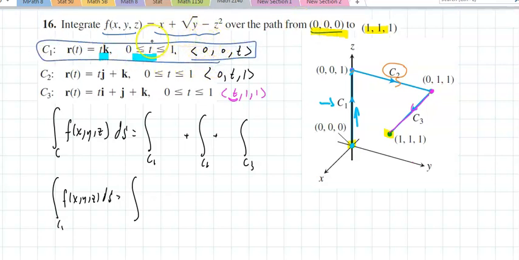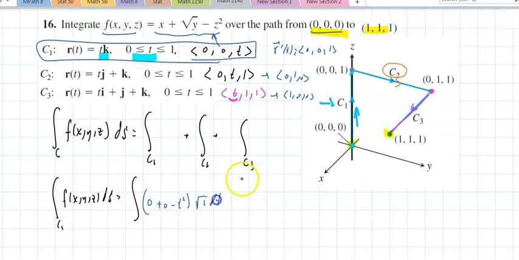Right? Remember, you're going to throw this in that function. That's going to be 0 plus 0 minus t squared times r prime. If this is r of t right there, if I take r prime, that is 0, 0, 1. And here it is 0, 1, 0. And here it is 1, 0, 0. So either way, it's always going to be radical 1 dt. In this case, you're going to integrate from 0 to 1.